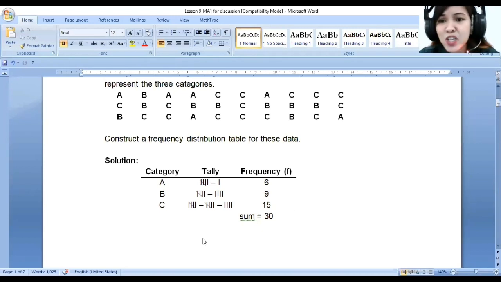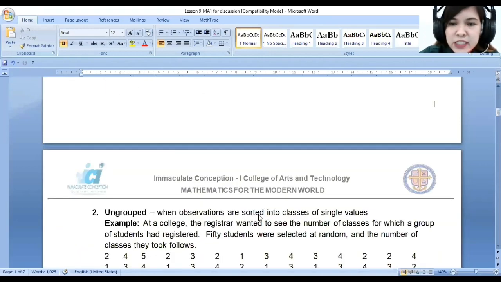Example ng category mo, pwedeng gender, male, female. O ang category mo, pwedeng civil status. So single, married, widowed, separated. So magka-counting ka. Okay, let's proceed in number 2.